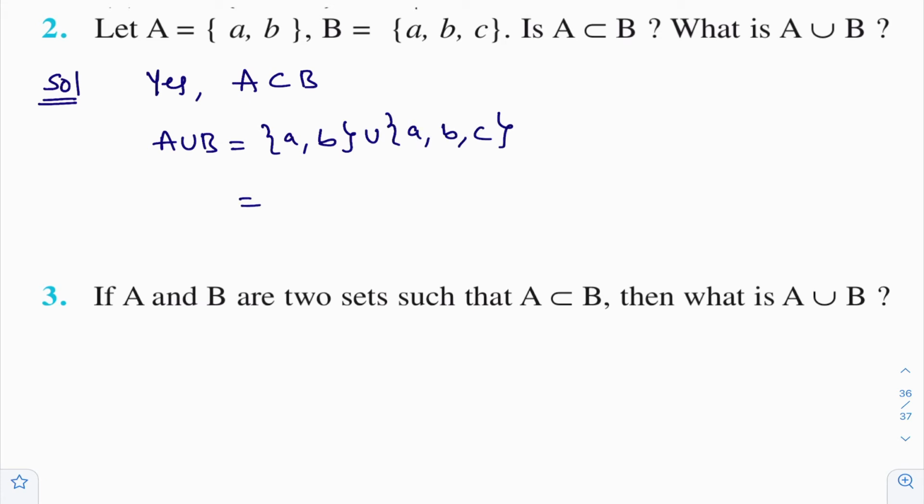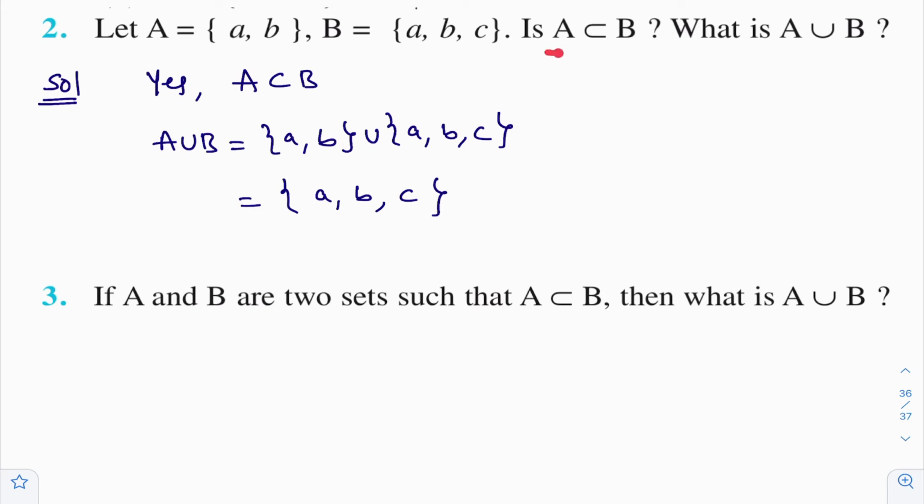How to calculate A union B? Very simple. If an element is present in A, definitely it is present in A union B. So I'll write all the elements of set A first. Now I'll write all the elements of set B. a is already listed here. Now b is there, b is also already listed. Now c. The point here is, if I take any element in this set, it will be either in A or in B or in both. So this is A union B. Here I need to discuss one very important point.